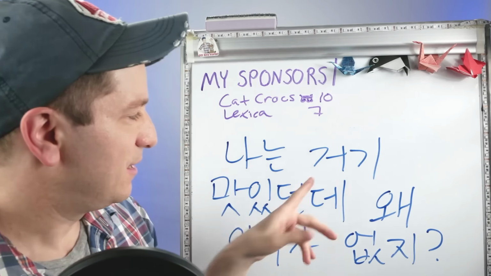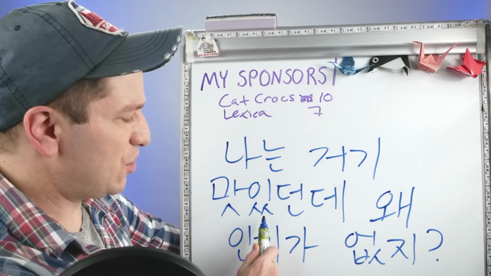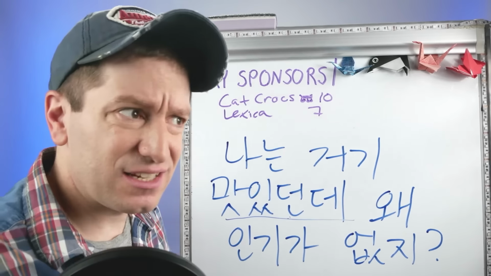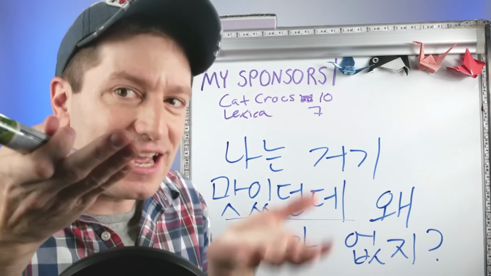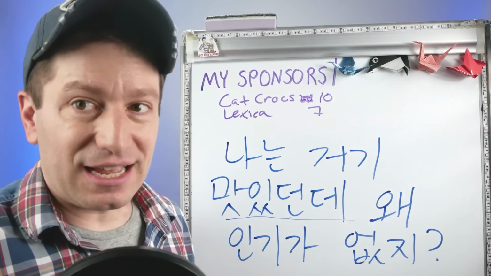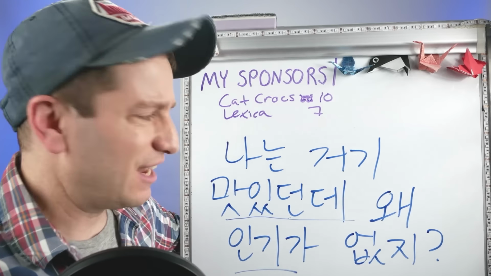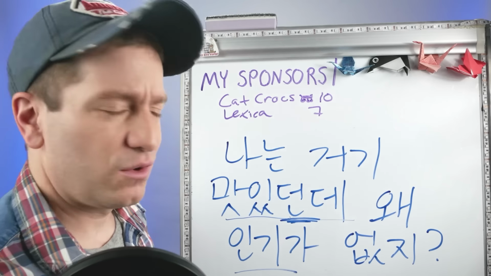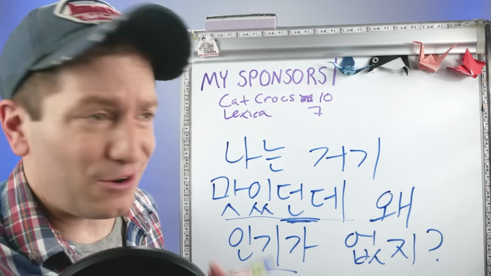나는, I, 거기, there, that place, 맛있던데. So for me, that place was, I remember, it was delicious. Hey? So I'm introducing information. In this case, since the sentence continues, it kind of has contrast, a soft contrast. Why? 왜? 인기가 없다. 인기 is popularity. 없다, to not be popular. 난 거기 맛있던데. I liked that place. I thought it tasted great. 나는 거기 맛있던데. 왜 인기가 없지? I like that place. How come it's not popular?